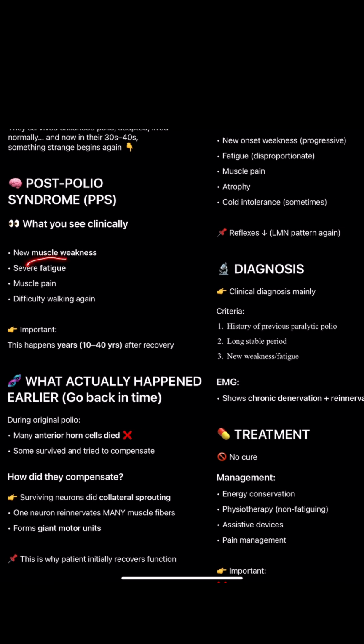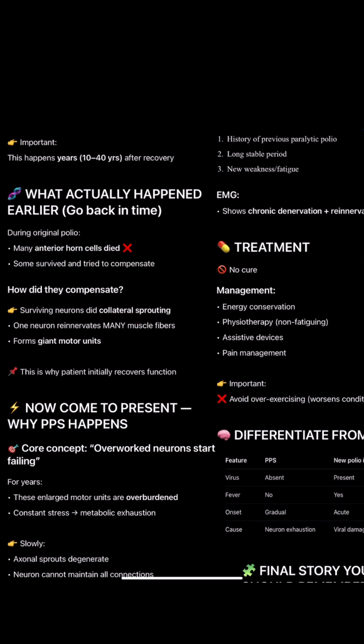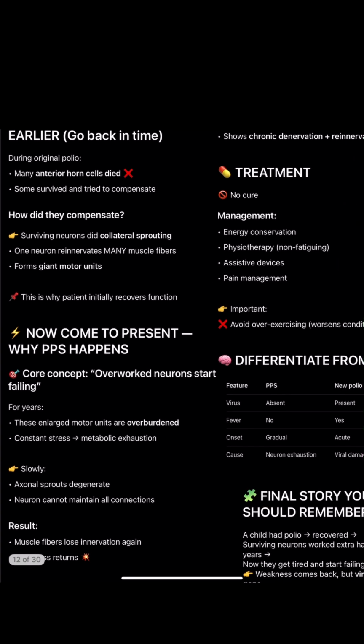What you see clinically here is new muscle weakness, severe fatigue, muscle pain, and difficulty walking again. But it is important to note that this happens 10 to 40 years after recovery. Now we had seen the mechanisms of recovery of the neurons and the muscles. After 10 to 40 years, PPS will occur. What is actually happening is that many anterior horn cells died during the original polio, and some survived and tried to compensate. But how did they compensate? We have seen collateral sprouting, where one neuron innervates many muscle fibers, forming giant motor units.